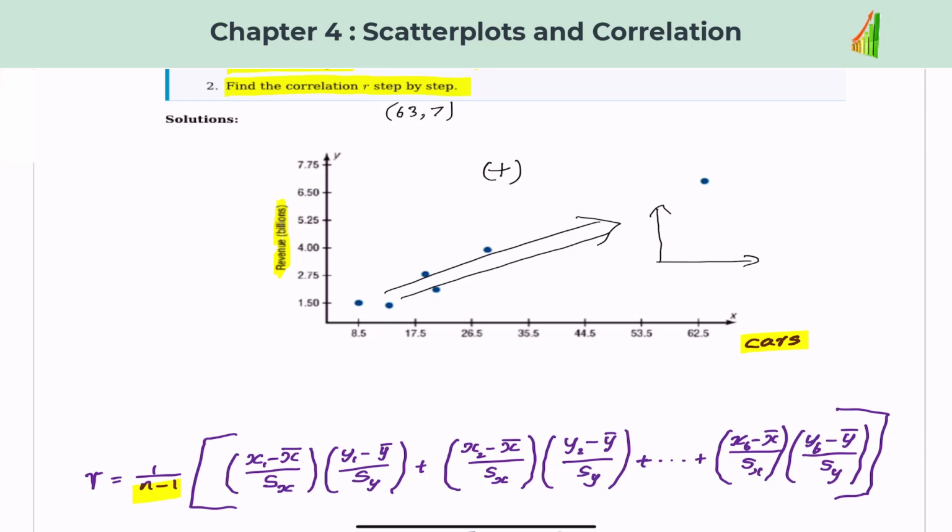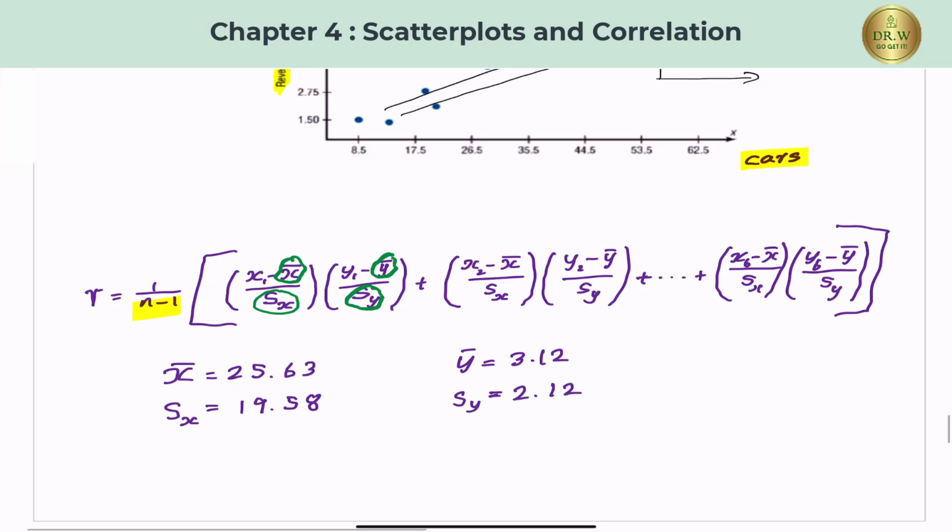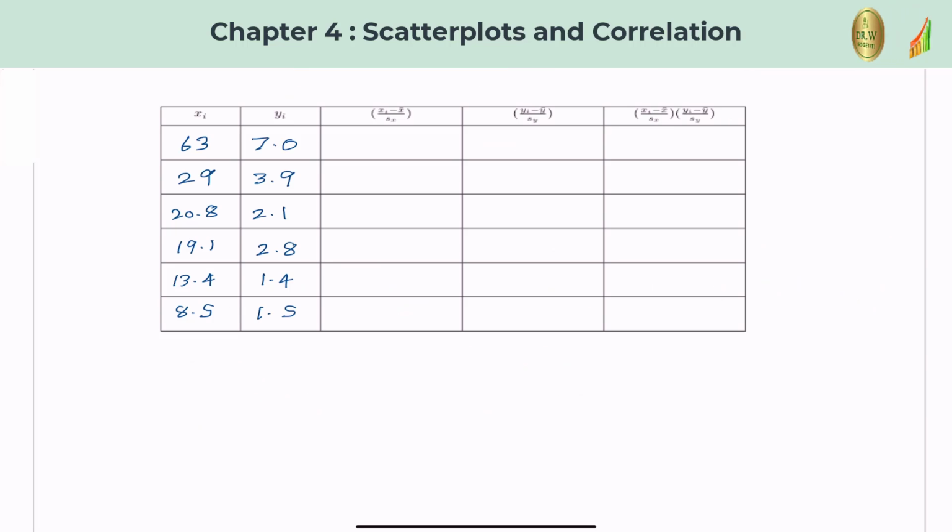So what do we need to find now? We need to find x bar and y bar. Those are the averages of x and y respectively, and sx and sy, the standard deviations of x and y respectively. I explained how to calculate the average and sample standard deviation. If you cannot remember, please go back to my previous videos. You will understand how to calculate them. I already calculated. So x bar is 25.63 and y bar is 3.12, sx is 19.58 and the standard deviation of y is 2.12.